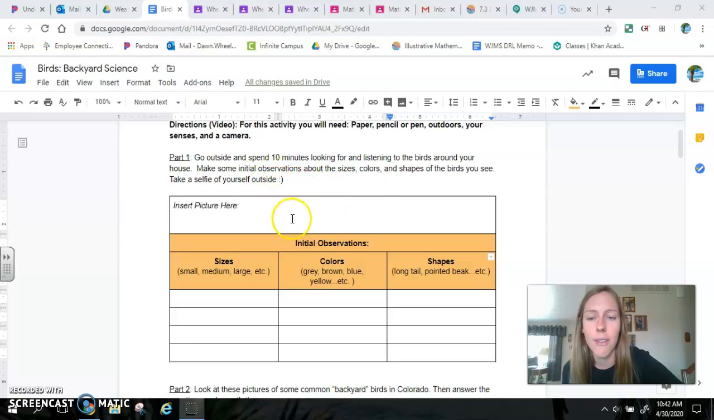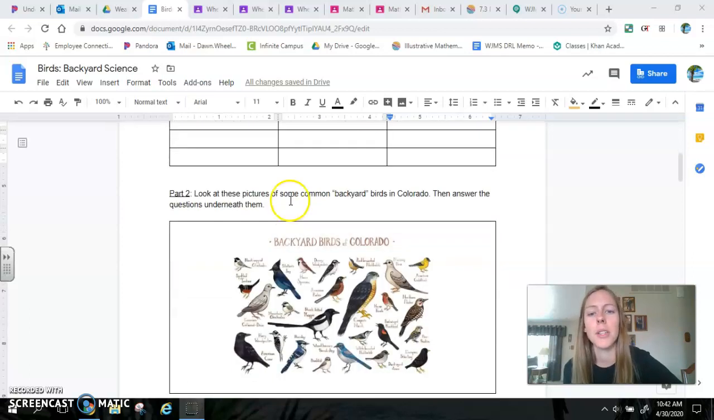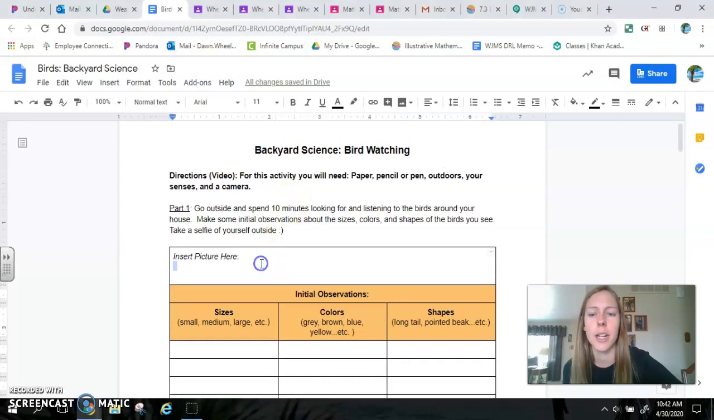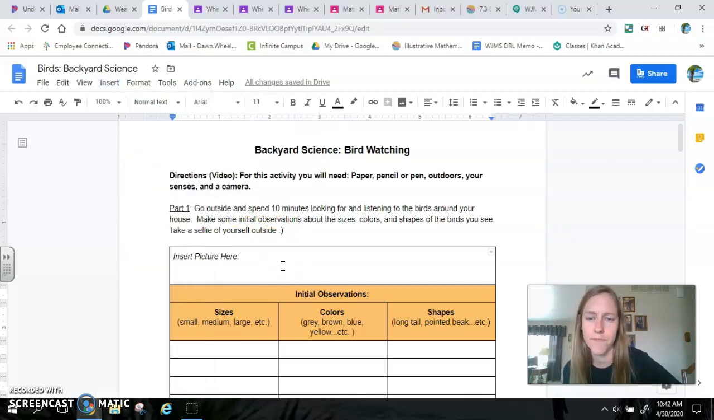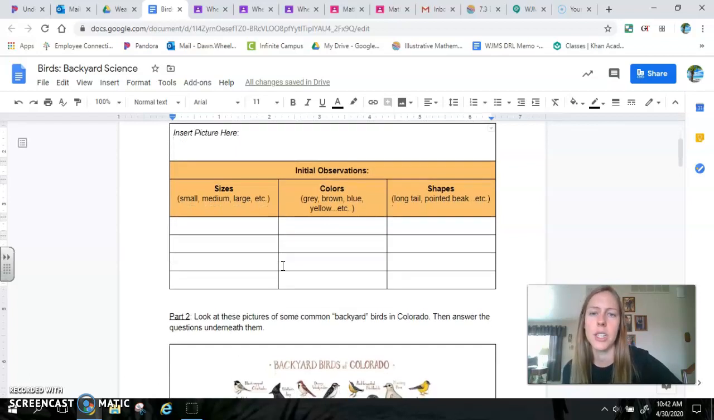Take a selfie of yourself outside. Then the first thing you're going to do is put that selfie right here. So you should be able to click here, insert image, and then if you have it on the computer, you can upload it. You can upload it to Drive and put it in that way too, and then go insert from Drive and enter in your picture there. After you've jotted down some notes while you're outside, you can fill this in a little bit with just some of the birds that you saw.